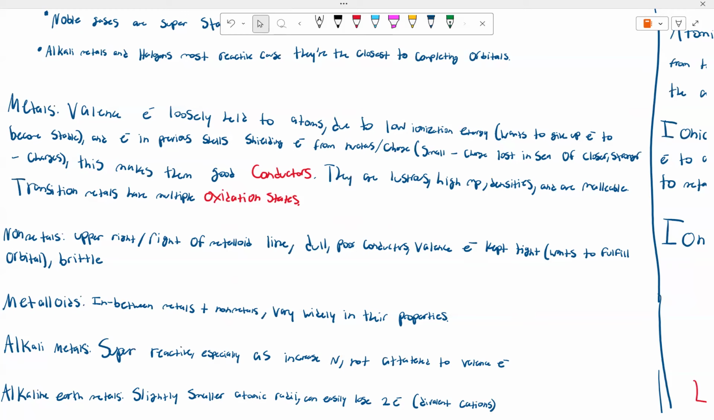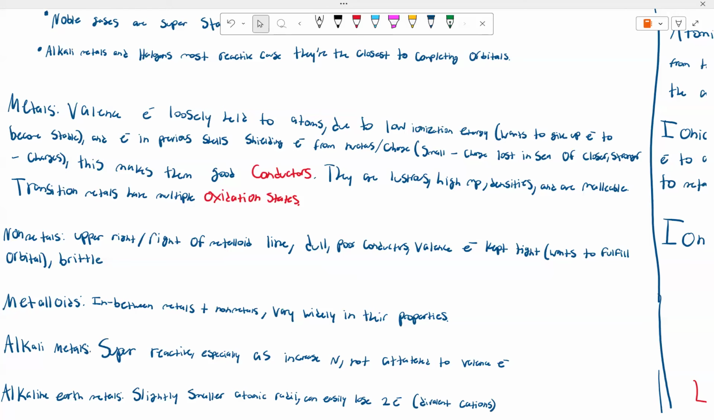And this makes them good conductors, because their electrons are loose and they're able to move around a lot. They can move that charge around. They are lustrous, high melting point, high densities, and are malleable. And transition metals have multiple oxidation states. So they're kind of loose. They aren't too picky about how many electrons they have, I guess.